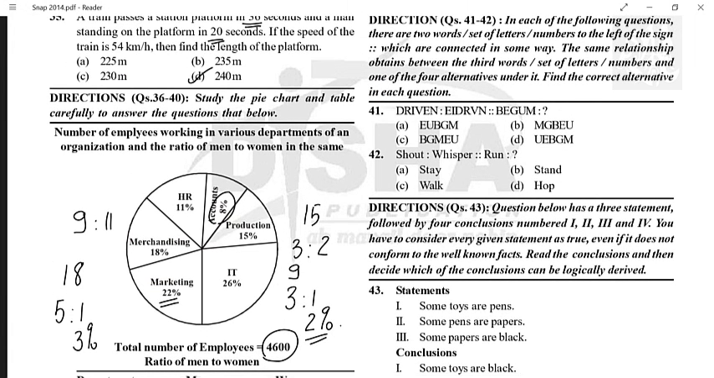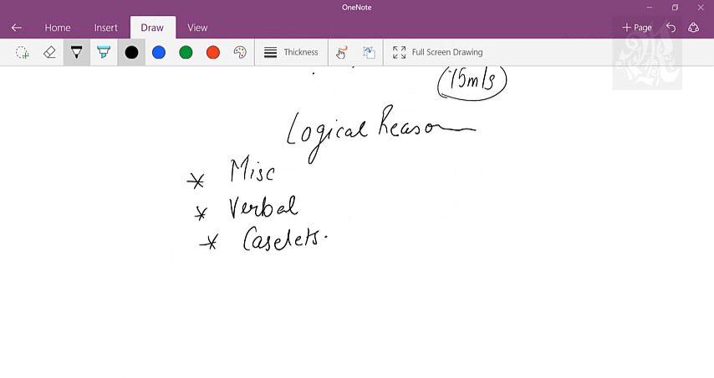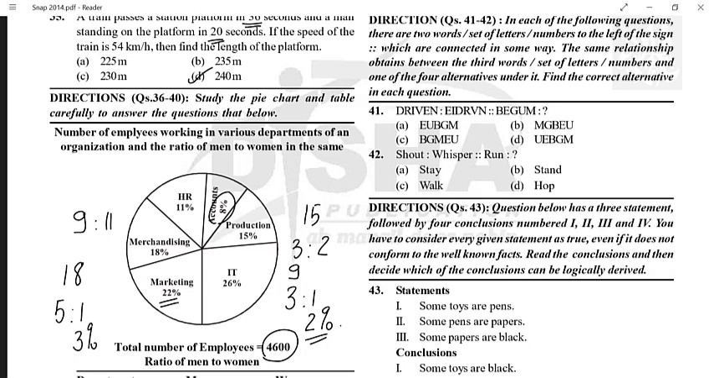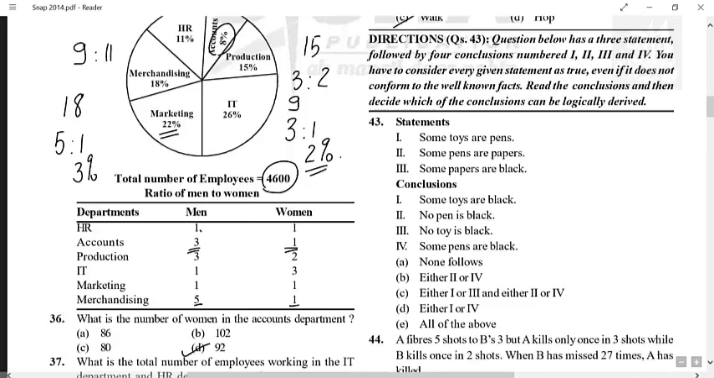Now again, the attempt must be like you first solve the miscellaneous, then go for verbal, and finally look at the caselets. It depends on the weight, however. It depends on the number of questions you have per area, but I'm sure you'll have a lot of miscellaneous questions in Snap. For example, 41st question. Now this is a positional rearrangement. Accordingly we can solve. Something like shout, whisper. It's like a high intensity, low intensity. Run is going to be walk. Syllogisms again. You can make Venn diagrams and go for it.